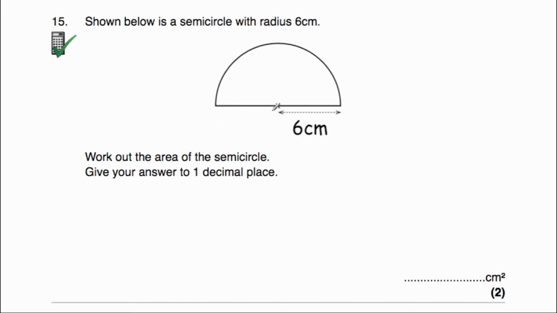So here we've got a semicircle, and we want to find the area of the semicircle and to give our answer to 1 decimal place. So to find the area of a semicircle, I usually consider the whole circle.